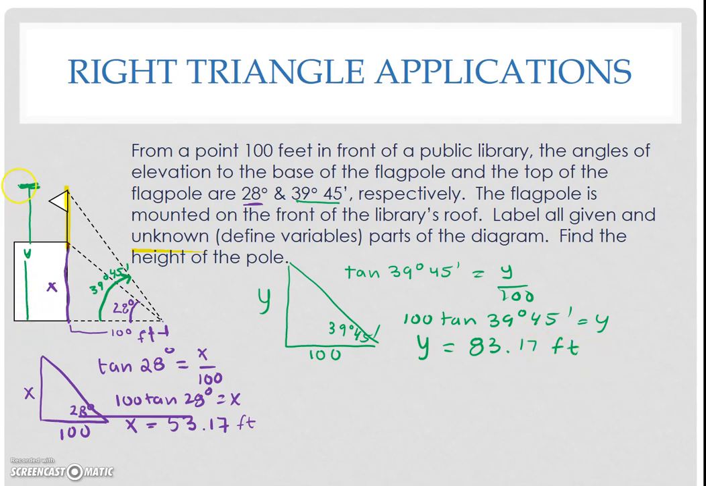So that's this entire height from the ground all the way to the top of the flagpole, and we're asked to find just the height of the flagpole. So to find just the height of the flagpole, which I've highlighted in yellow, we're going to subtract x from y, and so it's 83.17 minus 53.17 to give us that it's 30 feet.